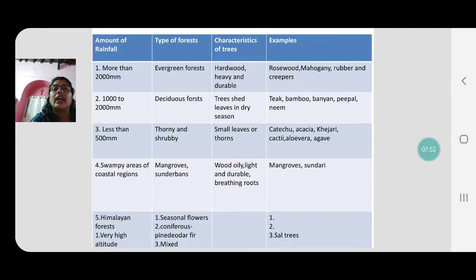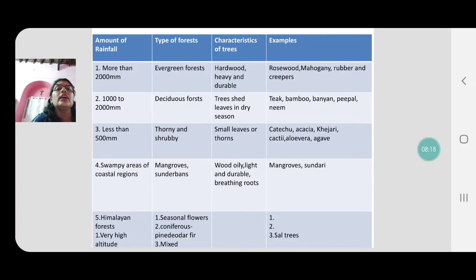Then a variety of cacti and aloe veras and agave trees. These all survive in very low humid condition, in very low rainfall conditions. The fourth is the swampy areas of the coastal regions. The coastal regions are hot and humid throughout the year. Moreover, because of backwaters, they are swampy. And there we have mangrove type of forests.